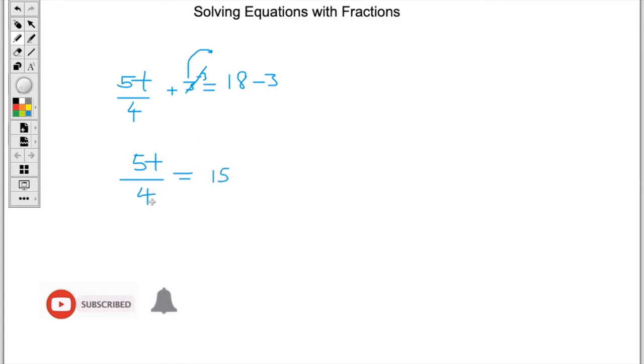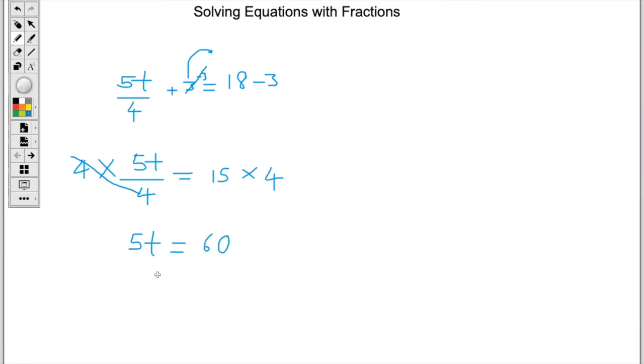To get rid of this now, we realize you have a 5 and a 4, that's different. So get rid of the 4 that's in the denominator first. That's the way to go. So we multiply both sides by 4. These two cancel, so we have 5t is equal to 15 times 4. So that gives us 60.